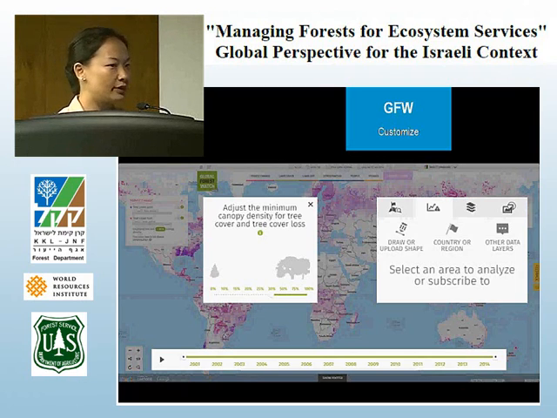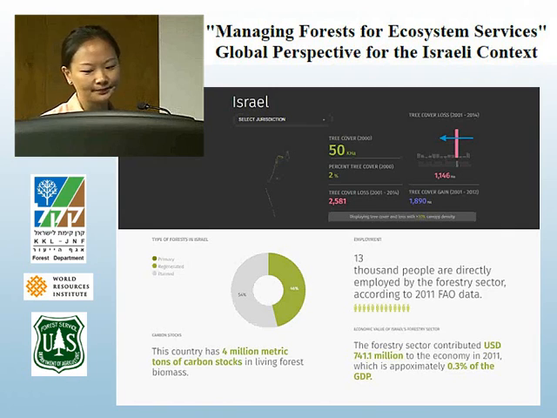And if you have questions or would like to modify your results, you can change the area of analysis, or change the years that are reported on tree cover loss, or change the definition of forest by changing the canopy density. So for example, if I were to change the default density of 30% to 10%, more vegetation is recognized as forest in Israel. So what does this mean for people who work in the forestry field?